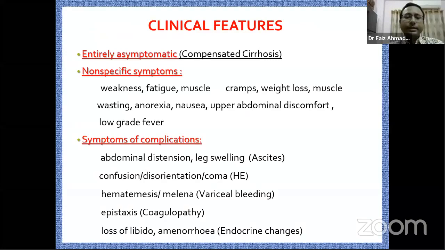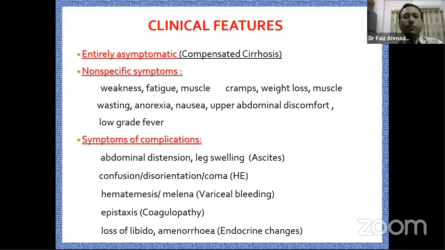So the patient could be entirely asymptomatic, and sometimes the patient can present with different non-specific symptoms like weakness, fatigue, muscle cramps, weight loss or muscle wasting, which is also known as sarcopenia, anorexia, nausea, upper abdominal discomfort, and low-grade fever. These symptoms are non-specific. They could be present in different other diseases.